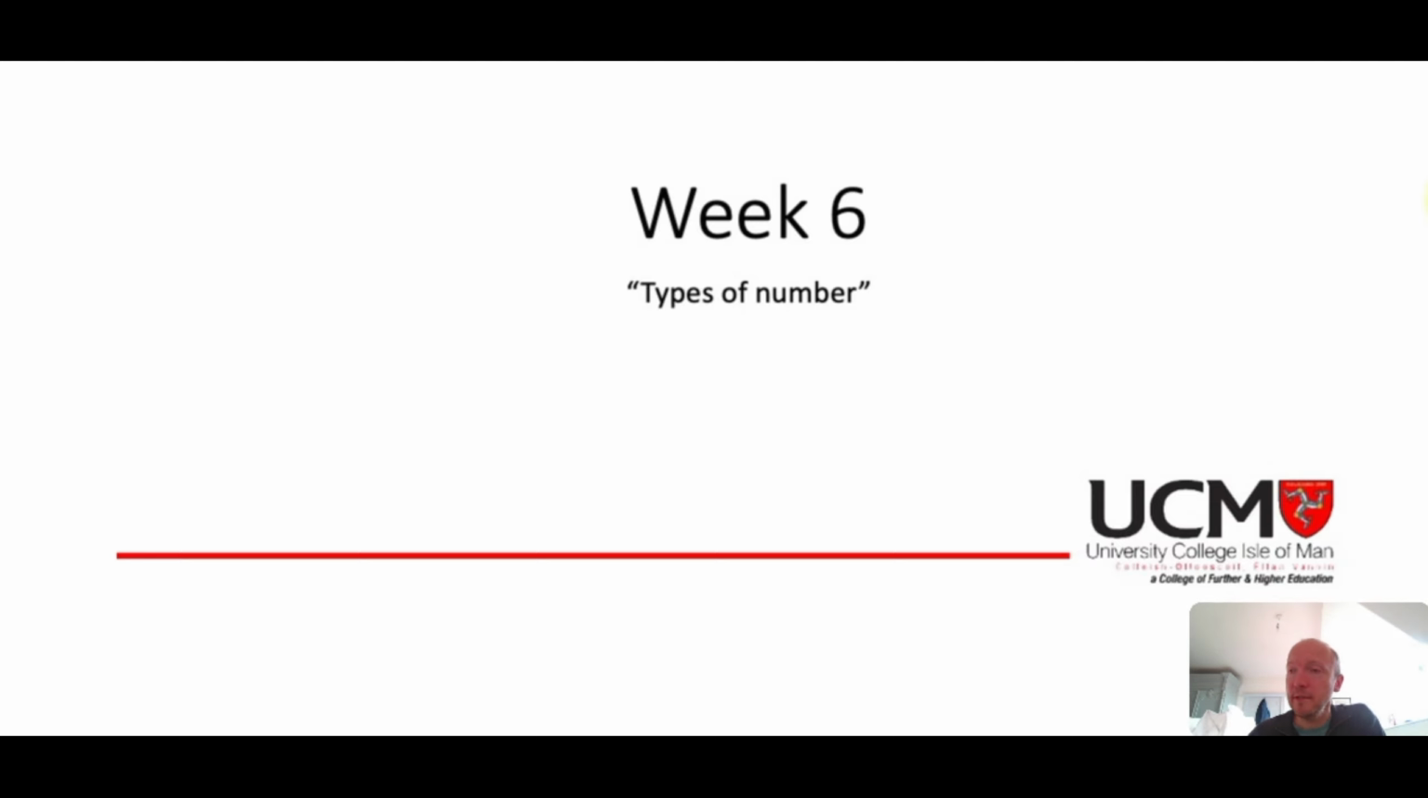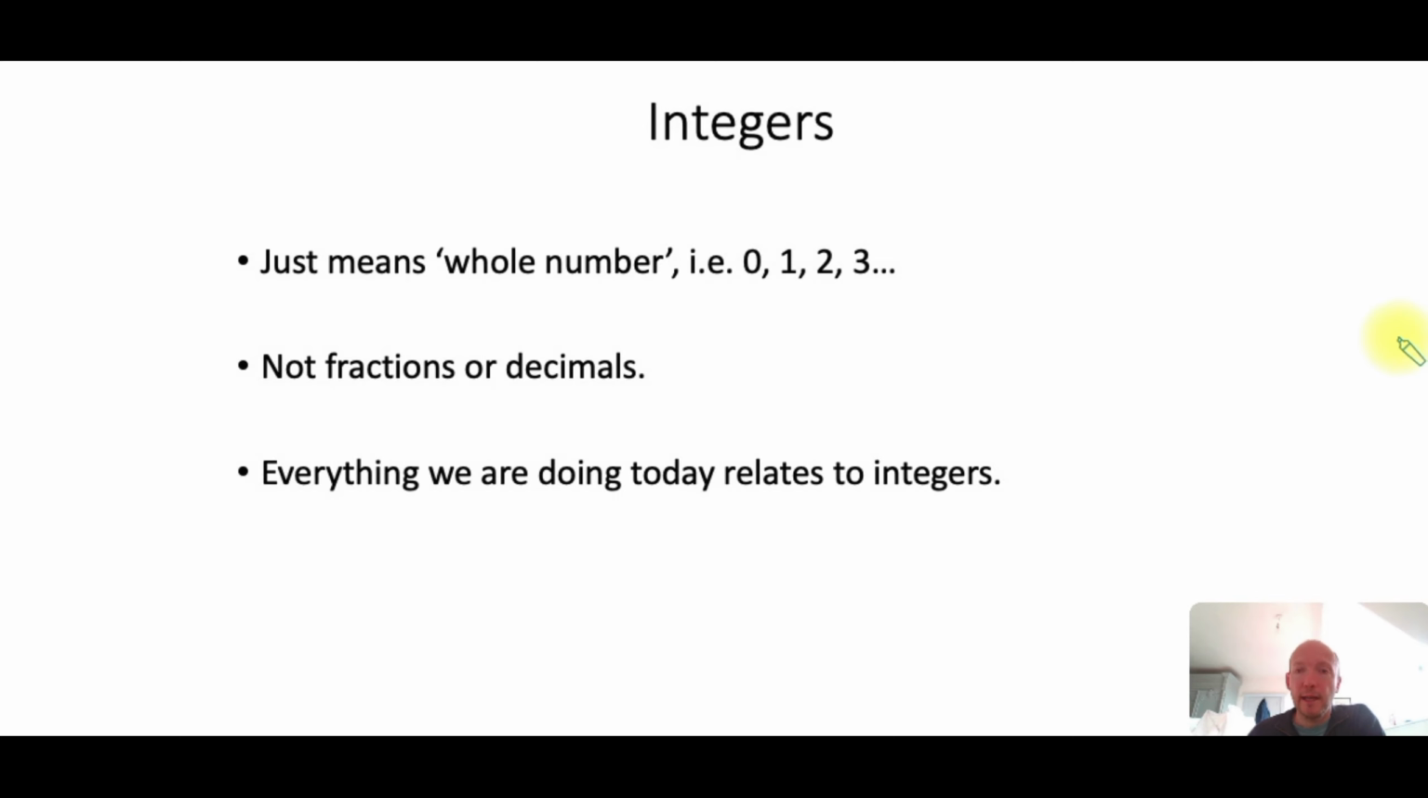So first of all, a little definition for you. This is the word integer. This is one of those words in maths that you need to recognise. You never need to use it, but you need to know what it means. And as it says here, an integer just means a whole number. 0, 1, 2, 3, for example, or negative numbers, -1, -5, whatever. Not fractions, not decimals. Everything that we're looking at today is to do with integers. An integer just means a whole number.